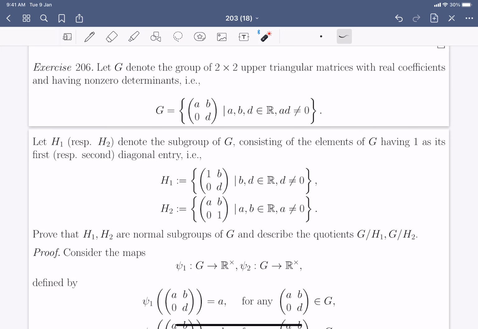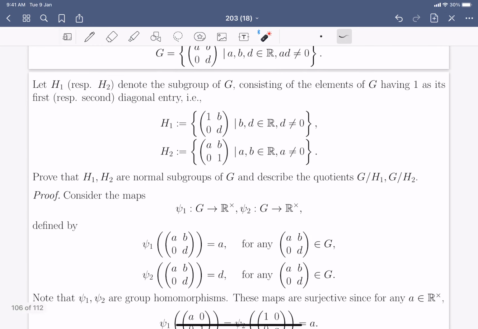Okay. And now we look at two subgroups H1, H2 of the group G. H1 consists of those elements having 1 as the first diagonal entry, and H2 is the subgroup of G consisting of those elements having 1 at the second diagonal entry. So this exercise asks us to show that H1, H2 are normal subgroups of G, and then we need to describe the quotients G mod H1 and G mod H2.